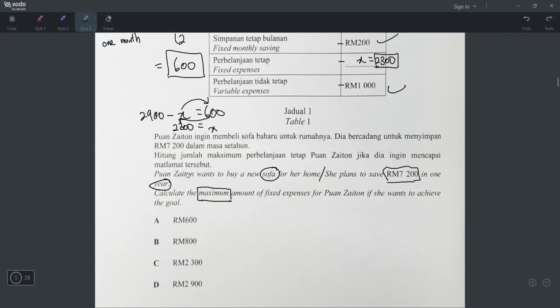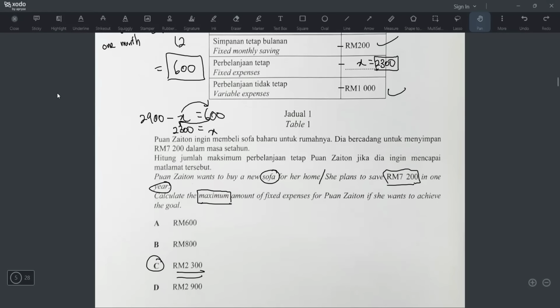So actually you can see the answer is C lah, because you saw the answer, right? But I want to explain a bit about the maximum thing. So let me tell you what is maximum. Maximum means the highest limit. So they want to find maximum fixed expenses, means the highest limit of fixed expenses.